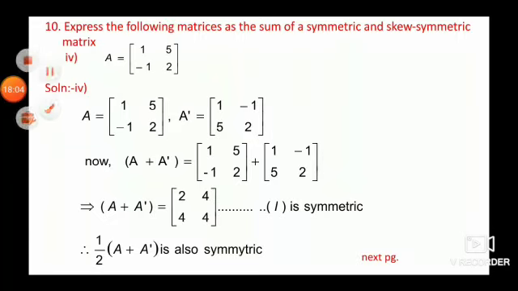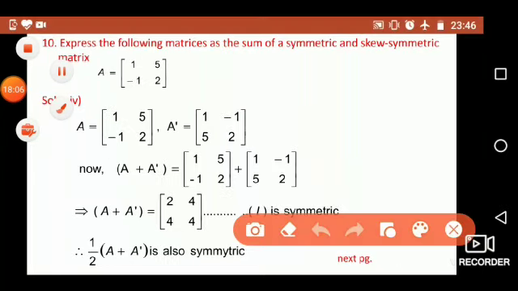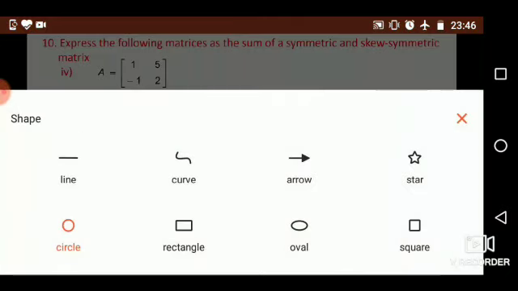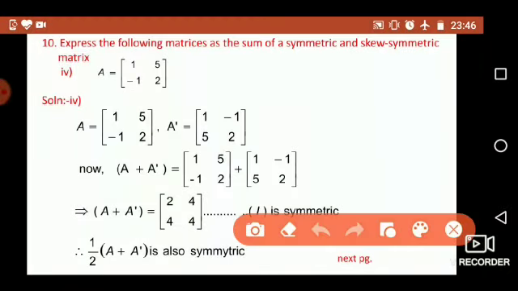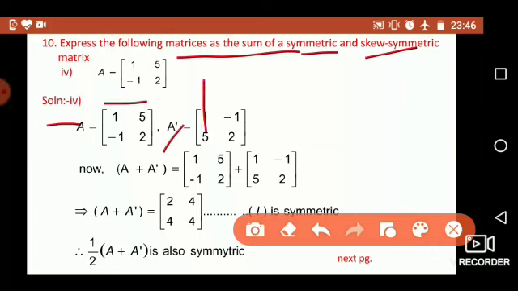Once again, question number 10, sub question 4, which is also of the same order. Here also we have to express the following matrix as the sum of symmetric and skew symmetric matrices. Let me start with matrix A is equal to 1, 5, minus 1, 2. Therefore the transpose of A is denoted by A dash, and the first row is replaced by the first column, the second row is replaced by the second column. Now let me first find A plus A dash.